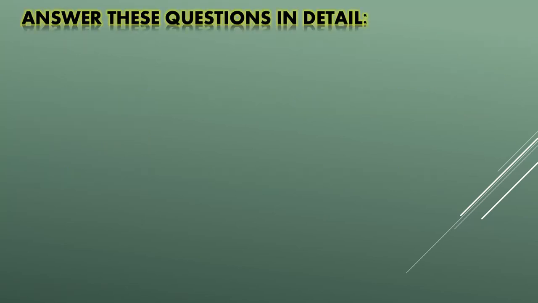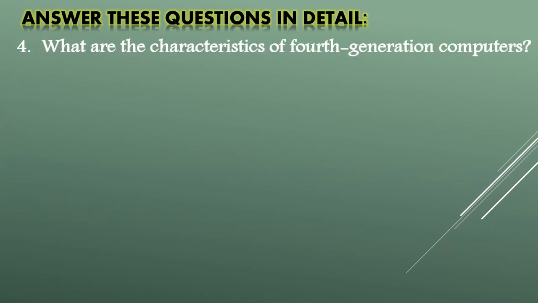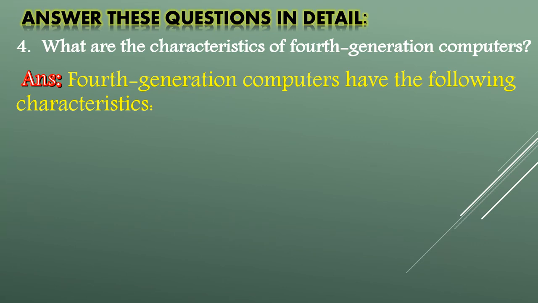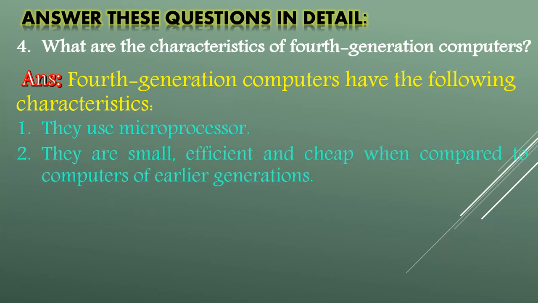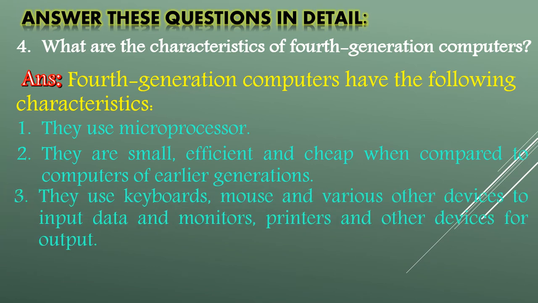Now next we come to the next type of question. What are the characteristics of fourth generation computers? Fourth generation computers have the following characteristics. Now they use microprocessor as I have already told. They are small, efficient and cheap when compared to computers of earlier generations. Yes, they use keyboards, mouse and various other devices to input data, and monitors, printers and other devices are used for the output. Other devices can be a plotter also.